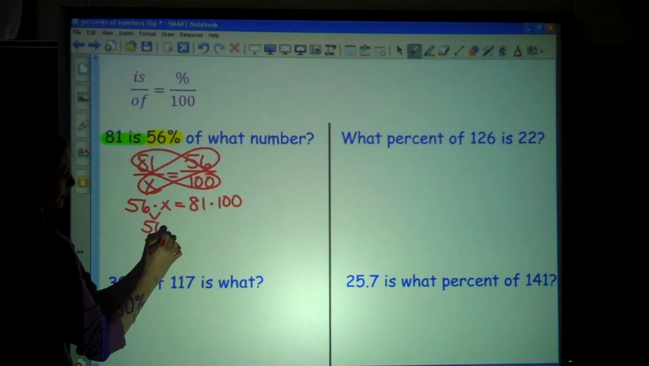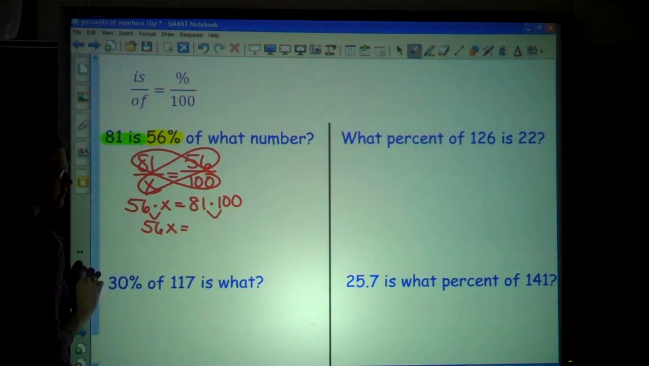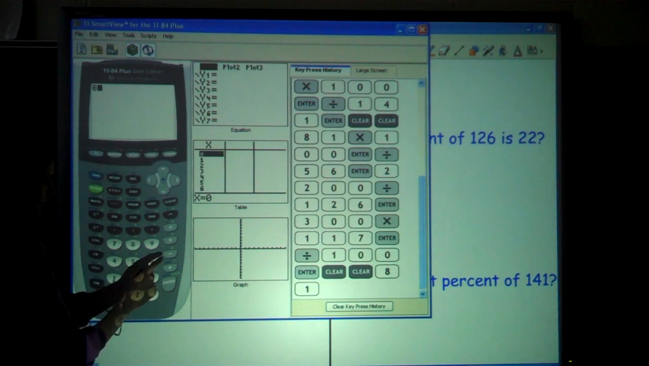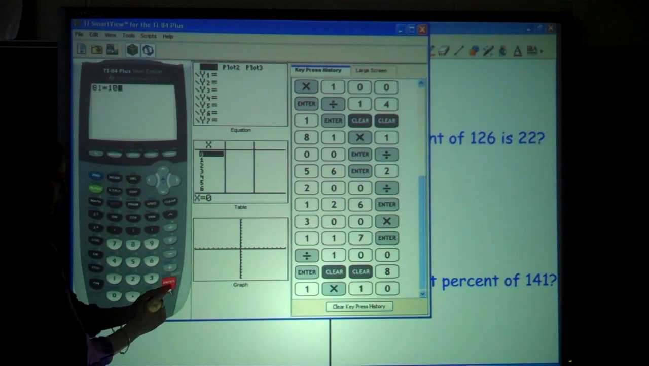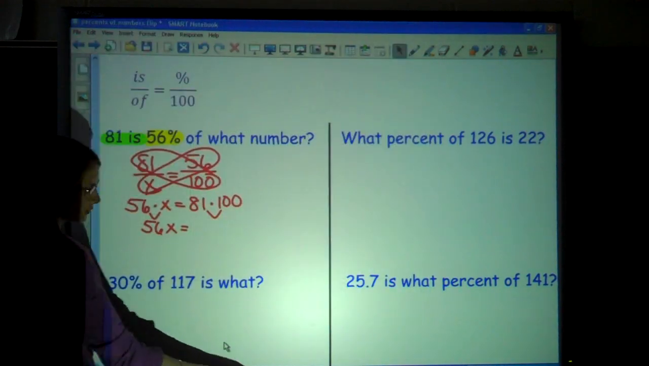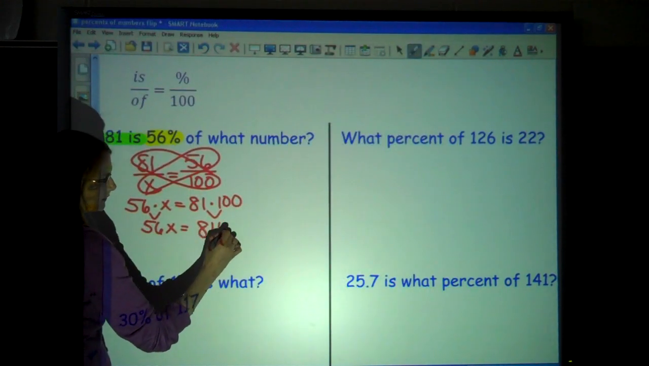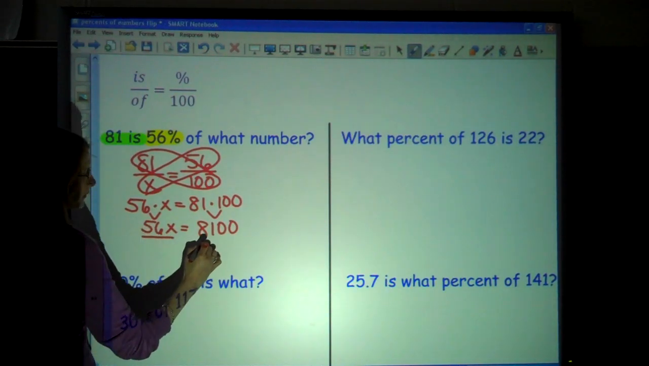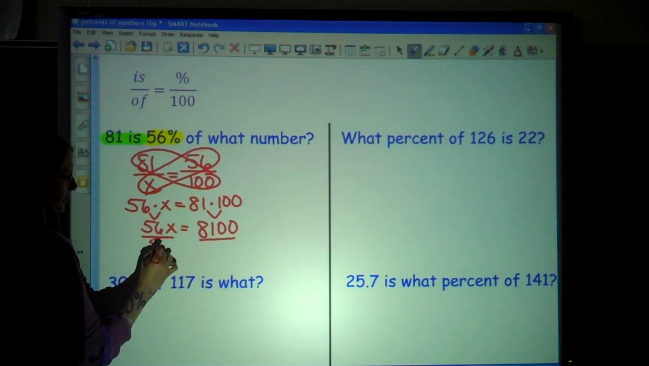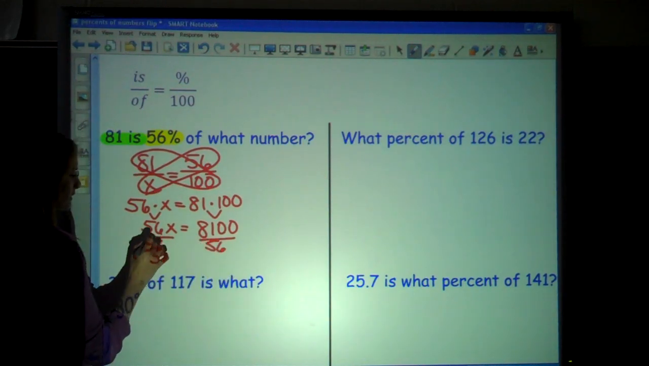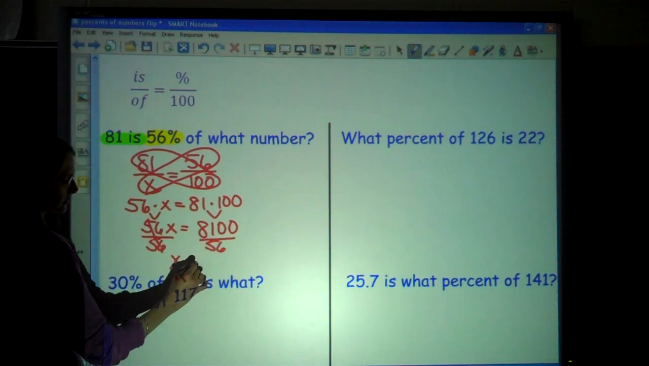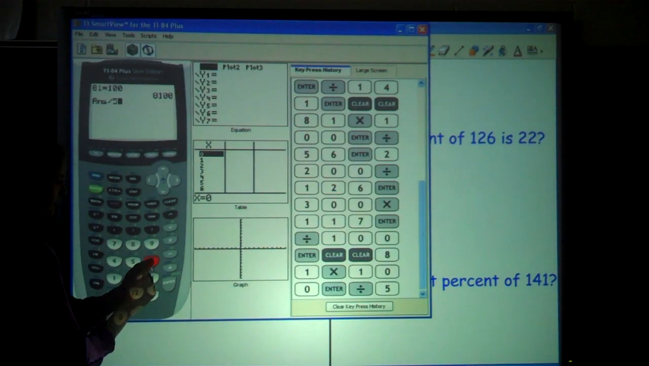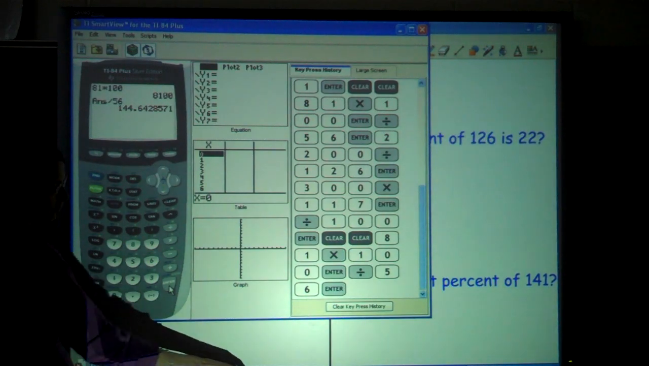56 times x is simply 56x. 81 times 100, you can stick it in the calculator if you need to, or you simply add 2 zeros to it. So it's 81 hundredths. And the next thing I'm going to do to find x, I'm going to get x by itself, so I'm going to divide both sides by 56. 56 divided by 56 becomes 1x, so we simply write x. And 8,100 divided by 56 is a big long decimal.